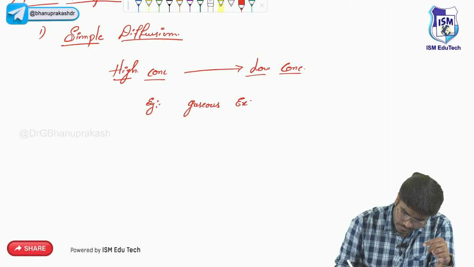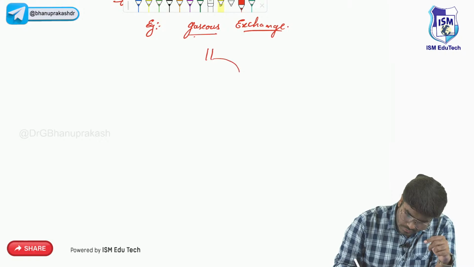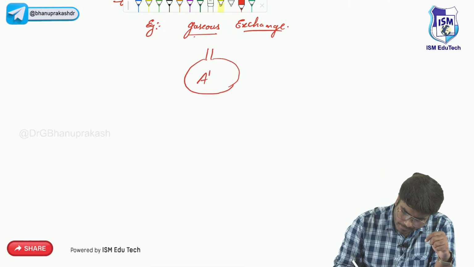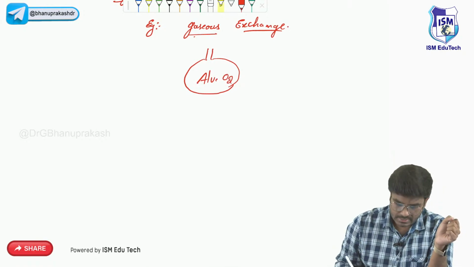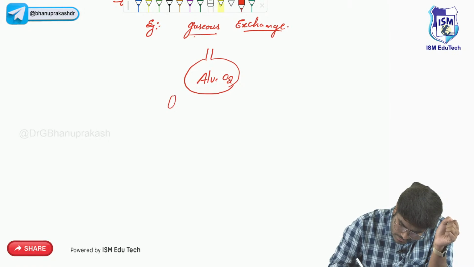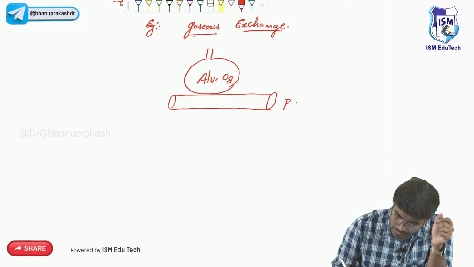Gaseous exchange. Now, here let me show you. This is the alveolus in your lungs. Alveoli are the places where you have oxygen, and down to the alveolus, blood vessels are present. Which blood vessels are present, guys? This blood vessel is a pulmonary capillary. Here is a pulmonary capillary.